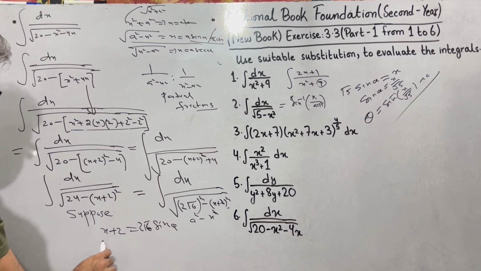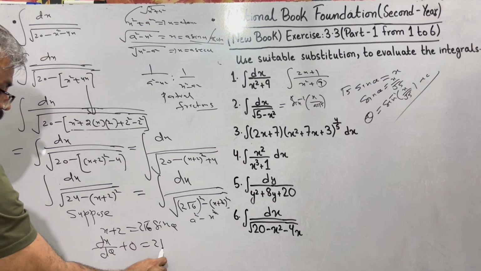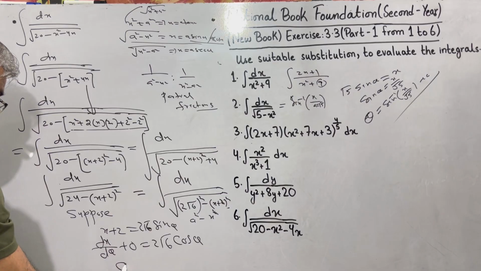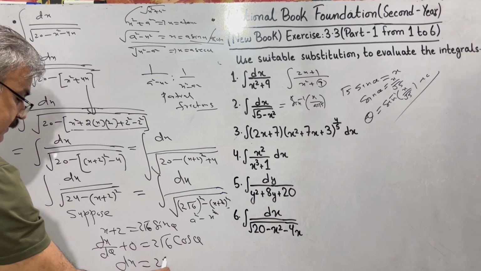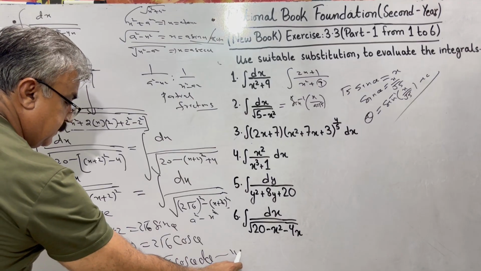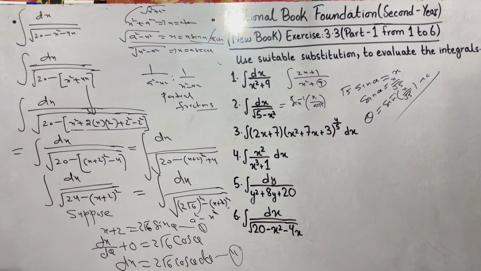Differentiate with respect to theta: dx over d theta, the differentiation of constant is 0, 2 times root 6, the differentiation of sine is cos. Solve for differential dx. We have 2 times root 6 times cos theta d theta. That's number 2. That's number 1. Put here.